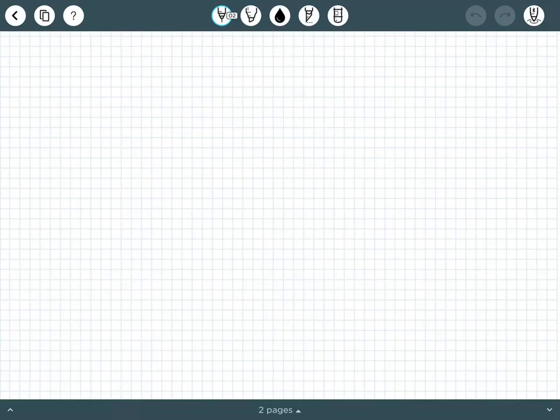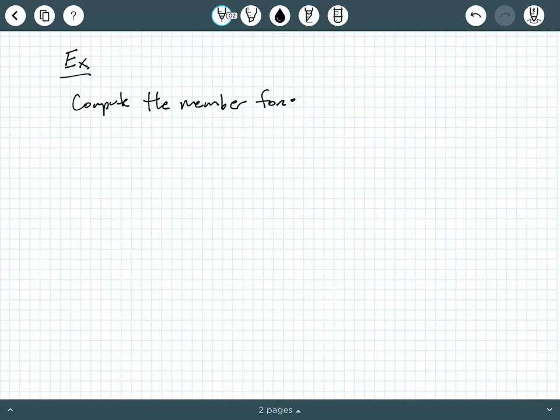All right, so in this example, we're gonna do another 3-bar truss example. I'm gonna go a little faster this go around to kind of accelerate this process just a little bit, but we're gonna jump right into another example. And here I want us to compute the member forces.